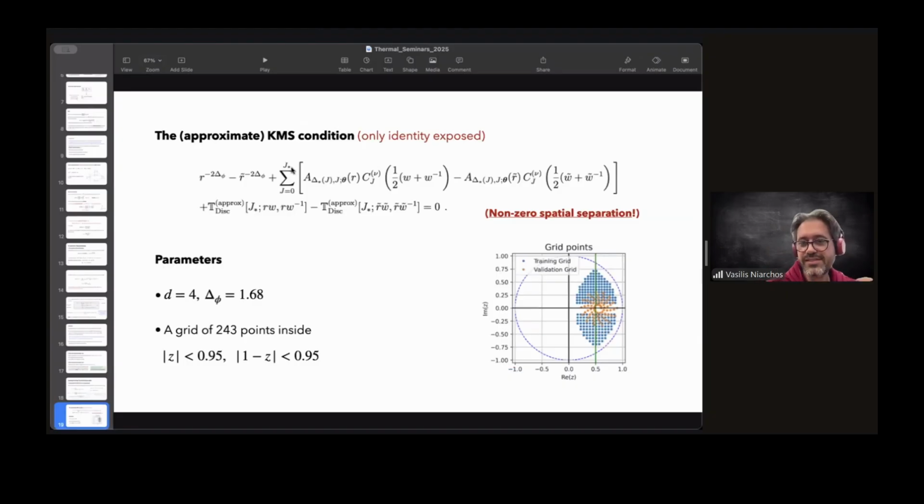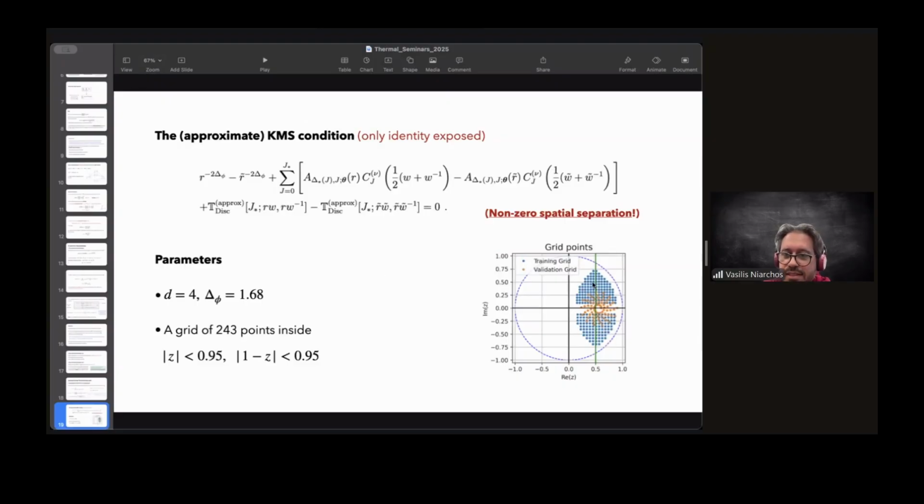So let's do some examples to see how things behave. Let's do d equals 4 and a random non-integer scaling dimension 1.68. I have all sorts of choices here on how I pick the selection rules from this crossing equation. I can take derivatives at the crossing symmetric point, which is the usual practice here. Because I have functions and I'm modeling functions in space, it's more natural to evaluate this equation at different points on the z grid, on the r, w grid.